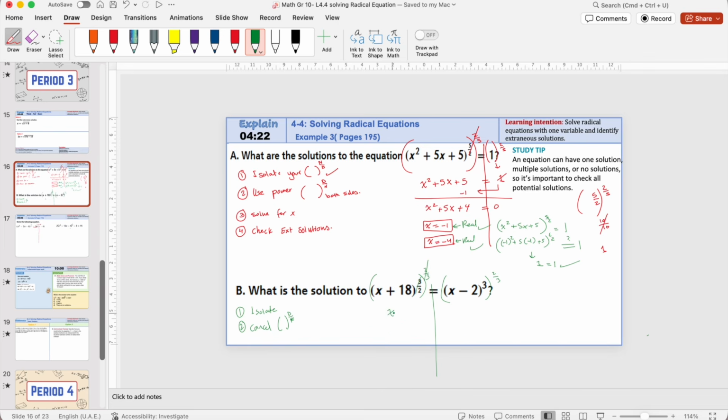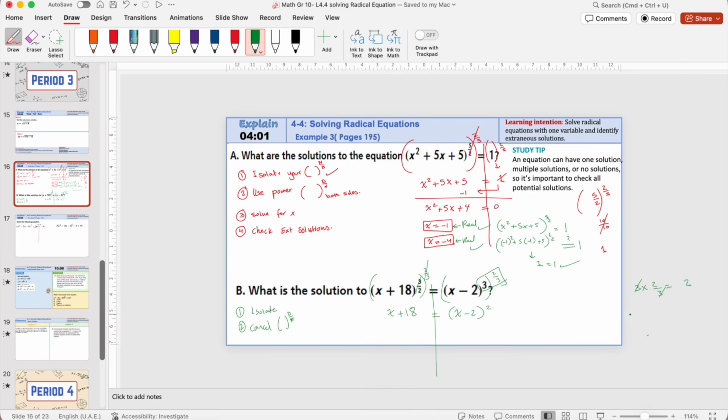You only have x plus 18. On the other side, how do you multiply these powers? Just multiply them in your calculator. 3 times 2 over 3. By the way, if you do that, you will get 2, because 3 cancels out with the 3. Anyways, you're gonna get x minus 2 to the power of 2.